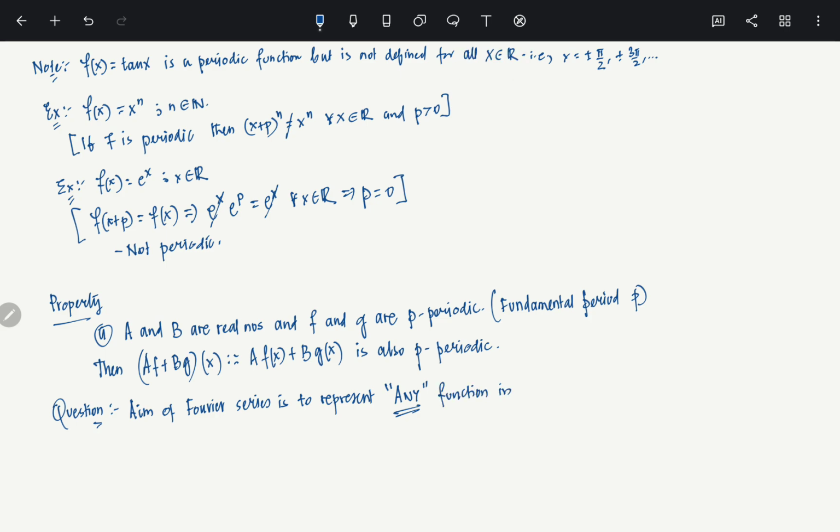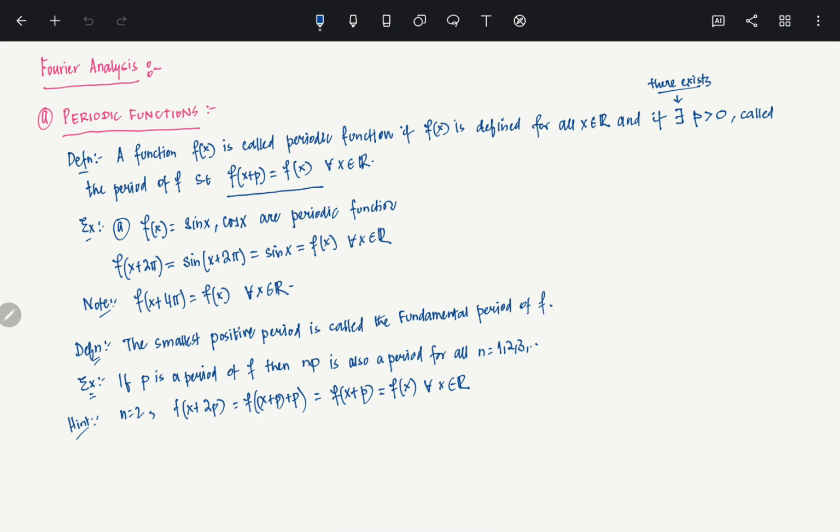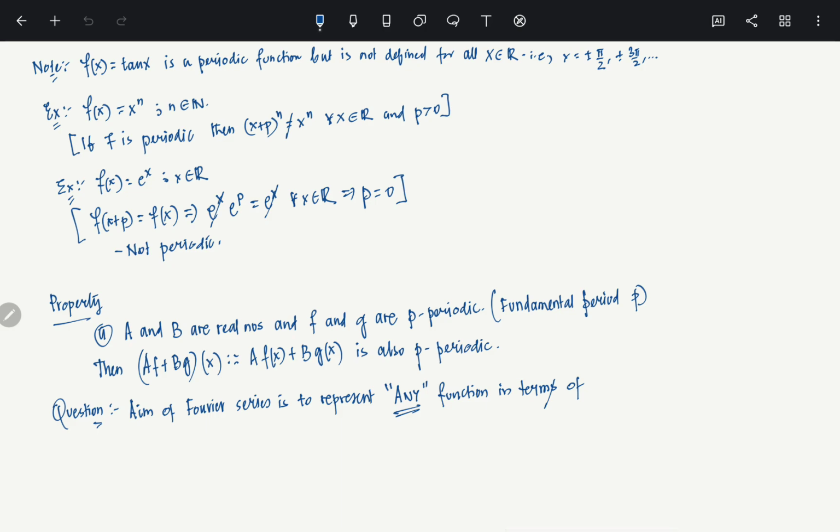Any function in terms of these two periodic functions, let's say sine and cosine. So basically we want to see whether we can write f in terms of sine nx and cosine nx. So basically some combinations of these periodic functions, can we write any function in terms of this? That's the question, and in the next video we are going to talk about that. Thank you.